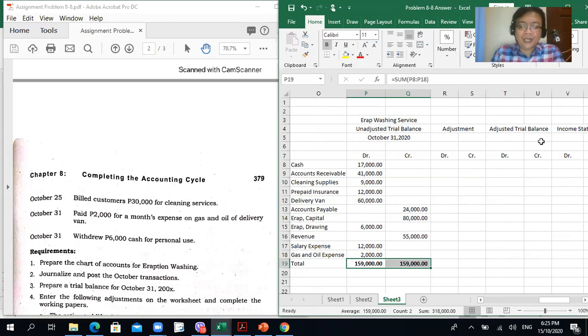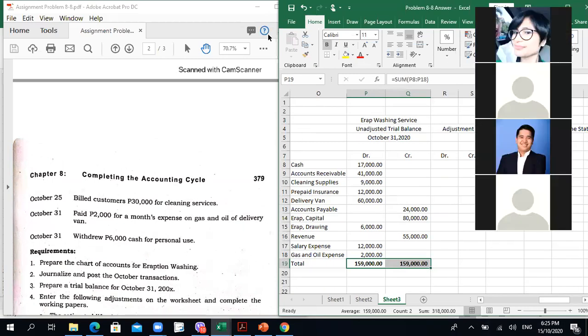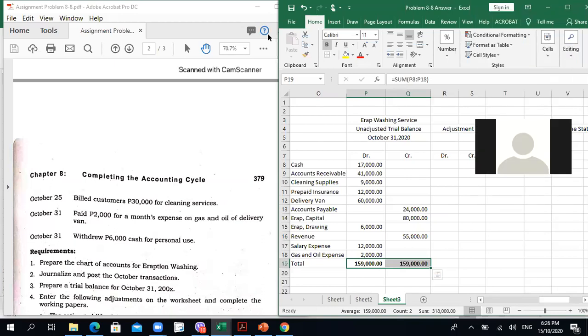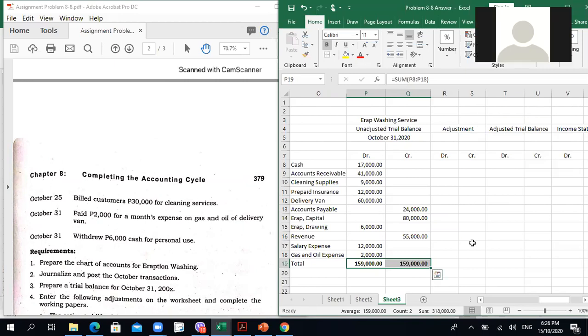So far, malinaw ba? Or, sir, alam na namin yan. No question? Richard, no question? Okay, Eliza, Anna? Answer. Alright, so far, malinaw.